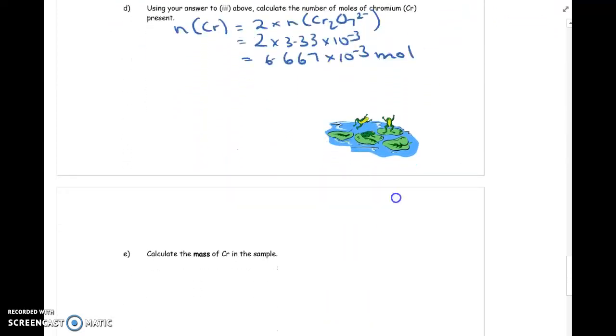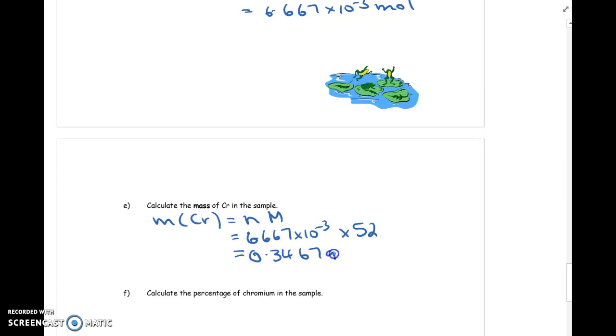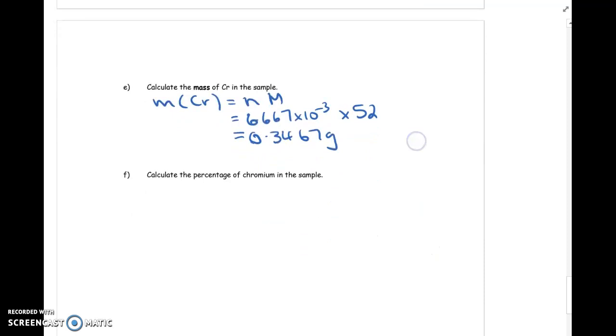Next part of the question, calculate the mass of chromium in the sample. So the mass of chromium is equal to the number of moles times the formula mass, which is 6.667 by 10 to the negative 3 times 52, which comes out to 0.3467 grams.